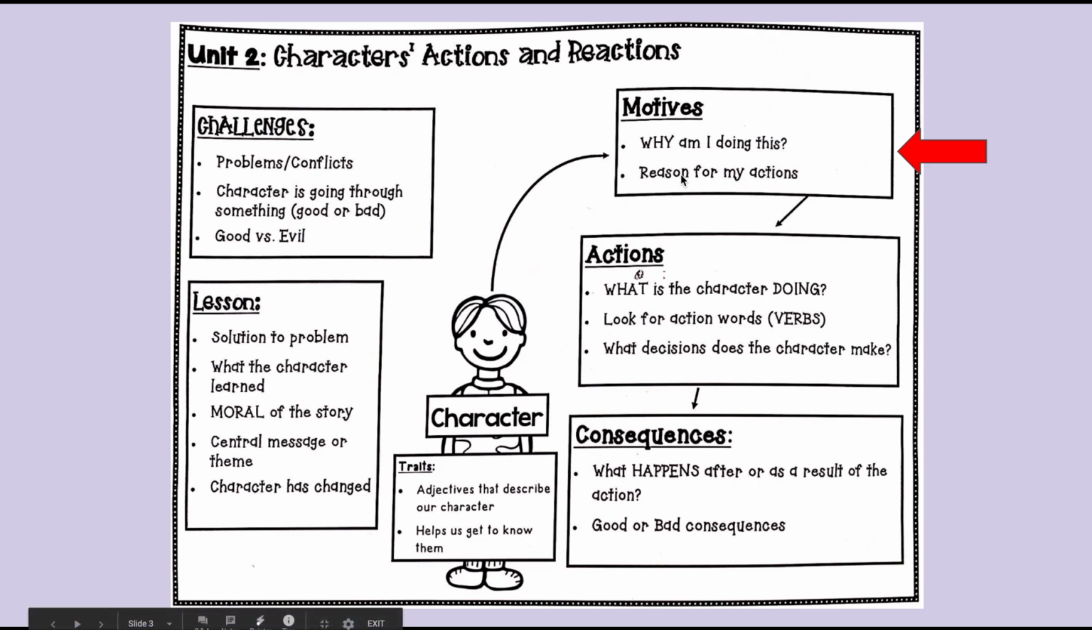So the motive is why the character is doing this, the reasons for the actions, okay? So you might be thinking to yourself as you go back and read Lill'y's purple plastic purse, why is Lill'y doing that? Why is the teacher doing that? Those are all the motives. What drives the character to do what they are doing? Now next are the actions of the character, what the character is doing.